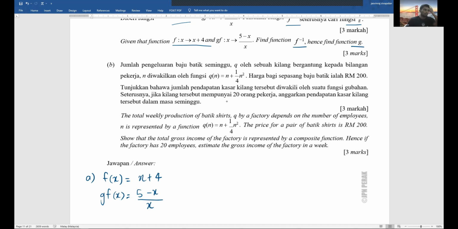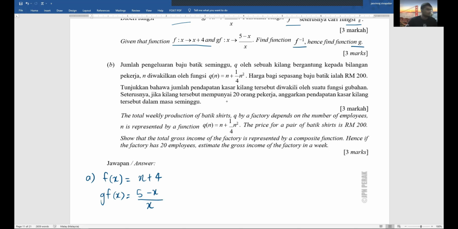So the first step to solve this question is that we have to write down what we have. We have f(x) equals x plus 4, correct? Then we write down the next step, which is g(f(x)) equals 5 minus x over x. So how do we solve this?